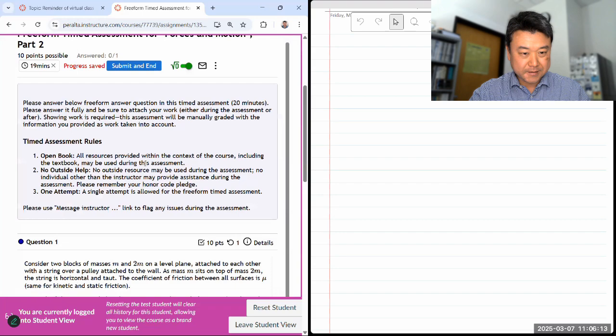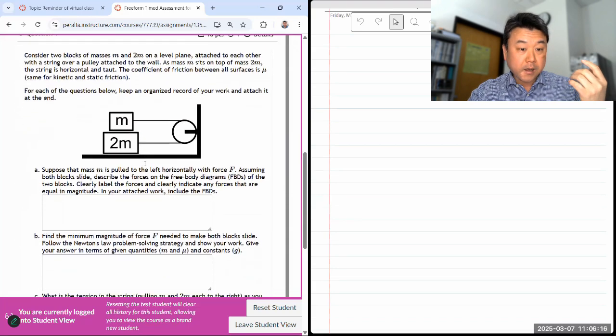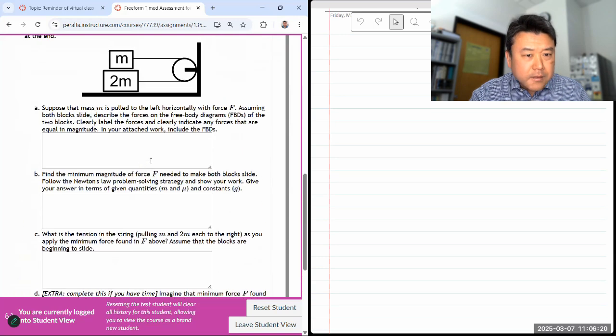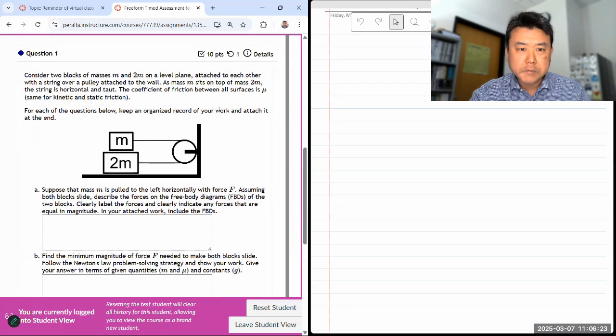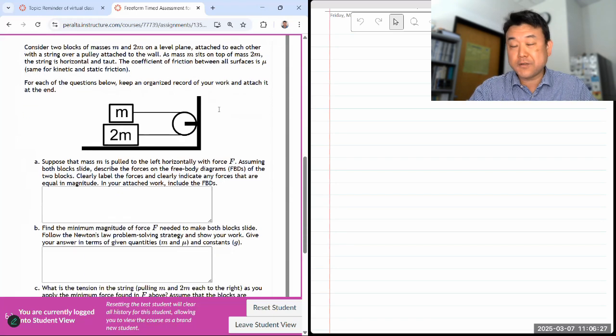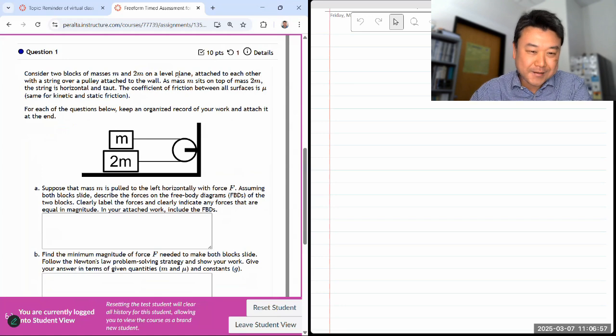So this is the question. Wait, I thought I had a different question. Let's hope this is not one of the questions I have done. So, consider 2 blocks on a level plane. It's the level part that surprised me; I thought I picked the one with the inclined plane. They are attached to each other with a string over a pulley attached to the wall. This is setting a coefficient of friction. Oh, okay, there's going to be friction on all surfaces.